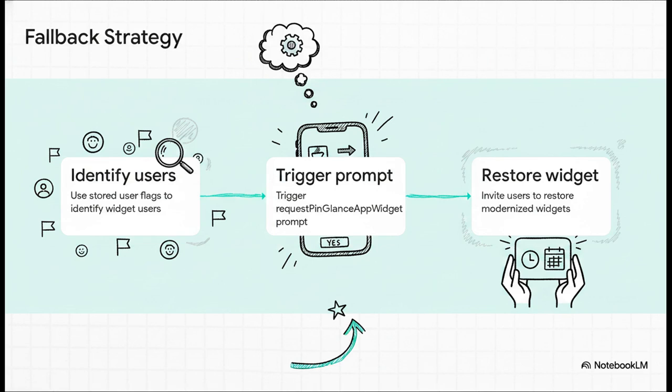Now, if you're in a spot where you absolutely cannot keep the same class name, Gratitude actually had to deal with this, and they engineered a brilliantly clever fallback. First, they used stored user flags to quietly identify who their existing widget users were. Then, they triggered a specific prompt inviting those exact users to restore their modernized widgets. It's a super elegant way to recover from an otherwise destructive backend change.